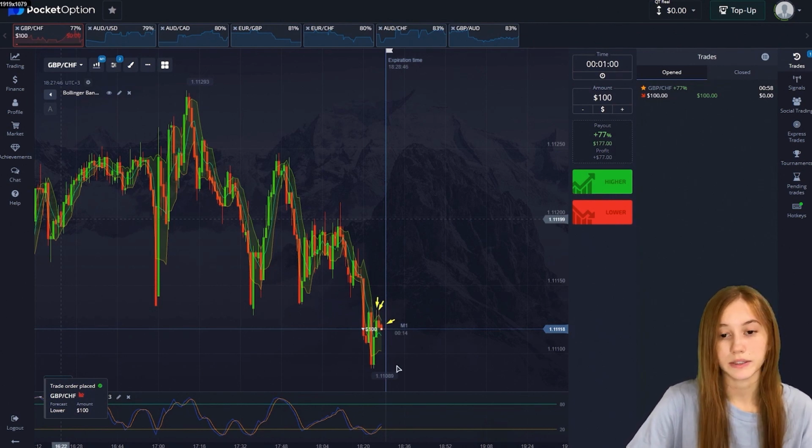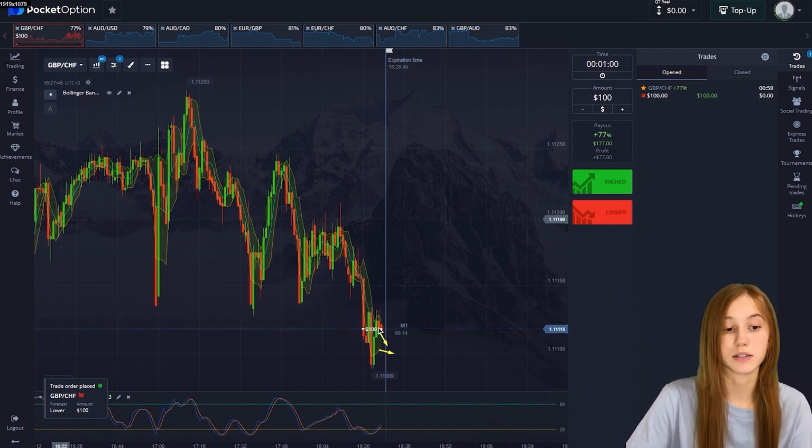The balance increased to $177. Right away, I recommend you trade with 10 or 15% of your amount.